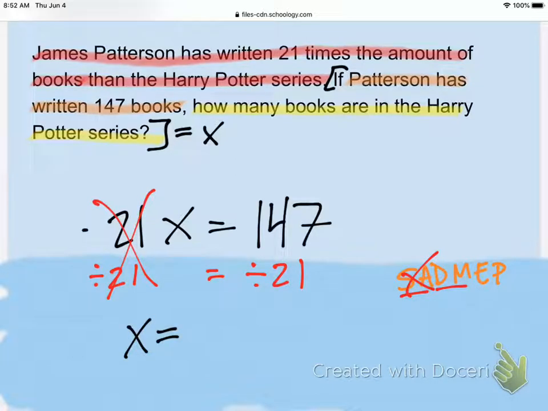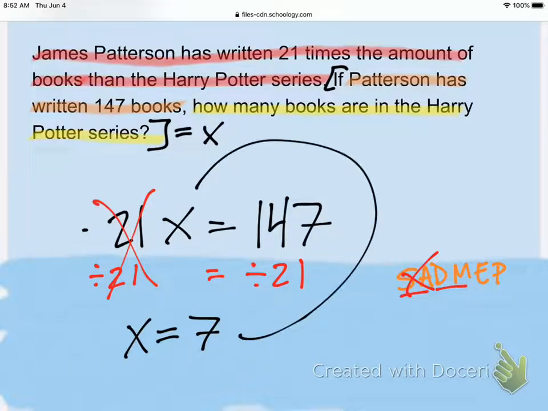In this case, I don't care enough that we can use our calculator to divide, because it really doesn't matter to me. You have to know how to do the steps. So if we used our calculator, 147 divided by 21 is 7. Additionally, you can check your work two ways. One, by plugging that back into the equation, which is the proper way to check it. And two, because there are 7 books in the Harry Potter series. Like, that's just the truth right there.